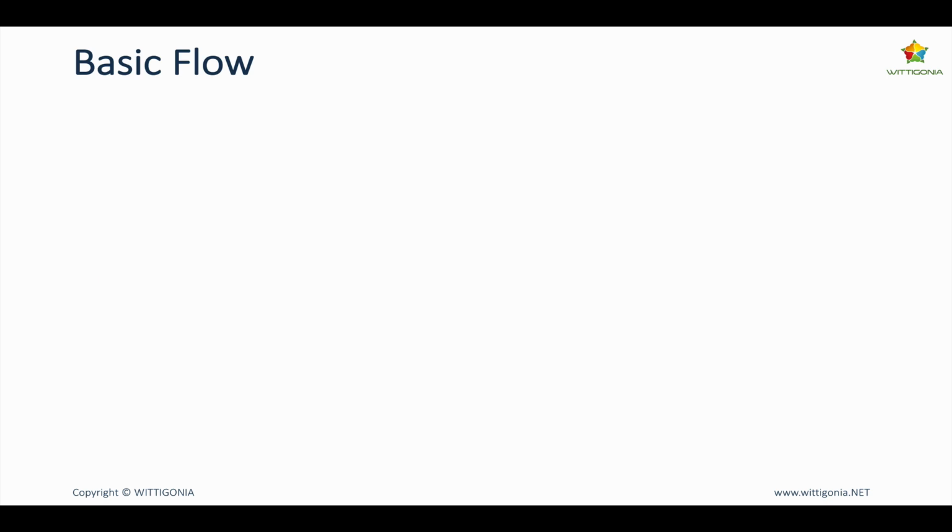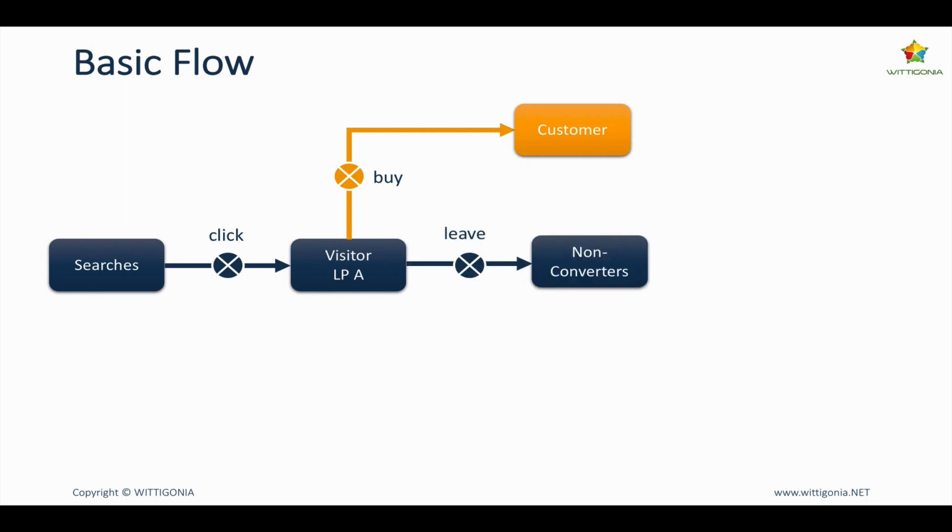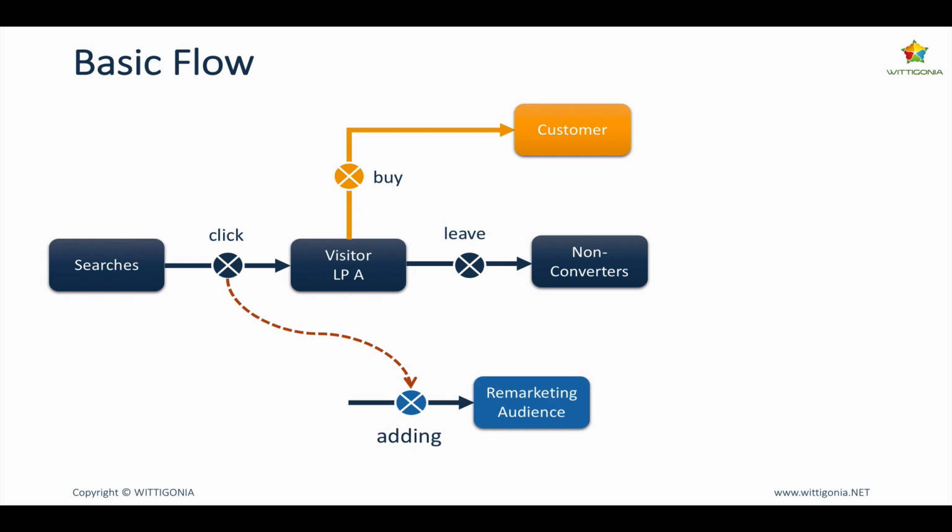So what is remarketing and how does it work? Just a basic recap about the fundamentals of remarketing. Let's say you have a certain number of searches for a given product, and people start clicking on the advertisement that they see, and they become visitors of your landing page. Let's call it landing page A. And eventually a portion of those visitors will convert and buy your product. But the much larger portion usually leave the website, so they are considered non-converters.